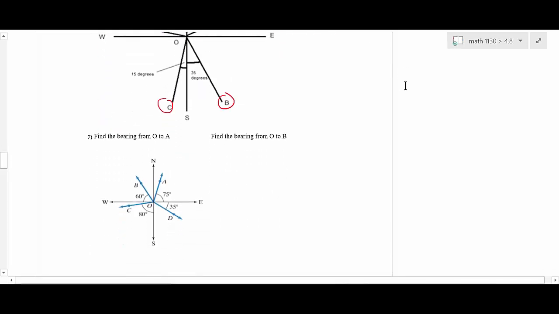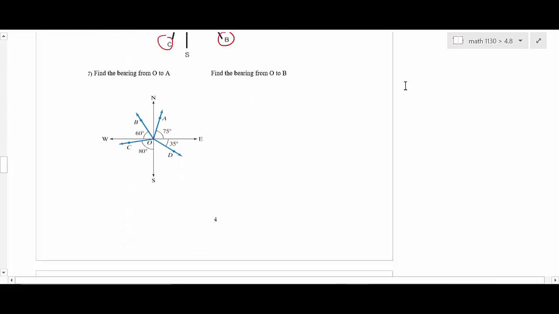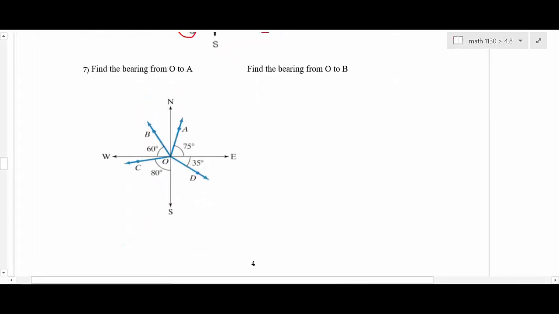All right, now down in this diagram below here, there's a little bit more to do on this, but you'll see some of this in your homework. It's pretty simple to just find these bearings. So what you're doing is you're finding the bearing from O to A. So you're really looking at this piece right here, okay? We're going to find that bearing.